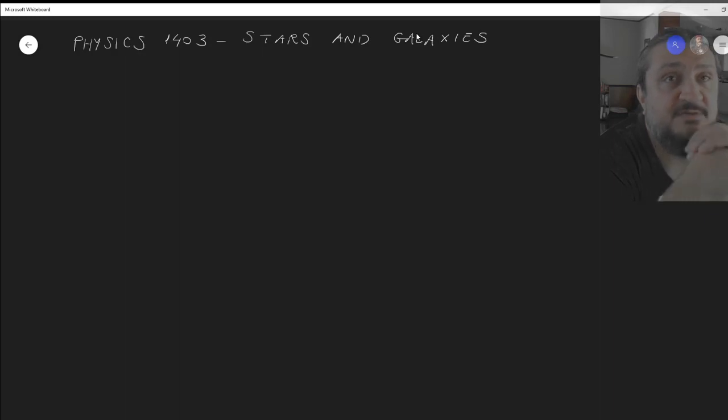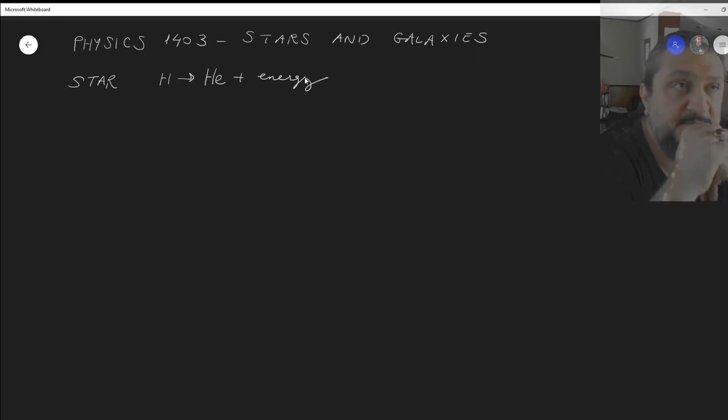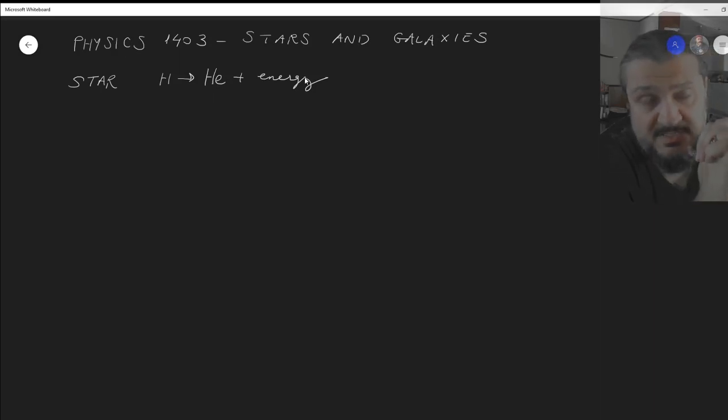Now, our Sun is a star, okay? So, a star, as you remember from the first lecture, is mainly made of hydrogen. There is a nuclear fusion process which converts hydrogen into helium. And in the process, we get energy from the star. So, a star has a life cycle based on this process. The force that keeps the material together is gravity.